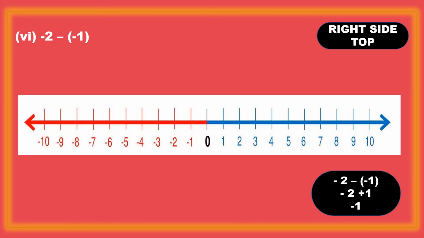This is your number line. First number is minus 2. Whether it is plus or minus, you should indicate from 0. Minus 2. So from 0 to minus 2. Minus will indicate down, right? So from 0 to minus 2. Next, minus of minus is plus. Plus means we should go right side. How many steps? 1 step. So from here to here we'll go.